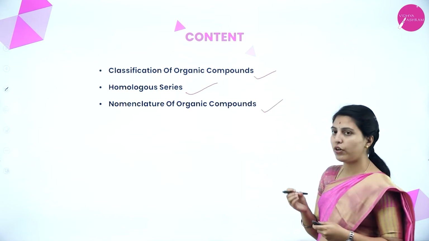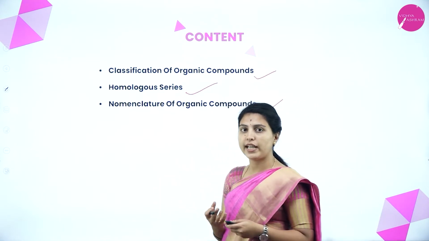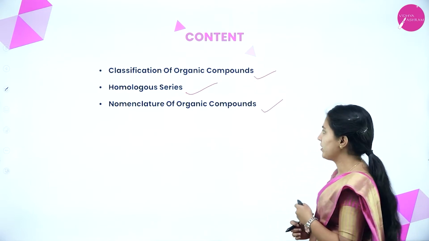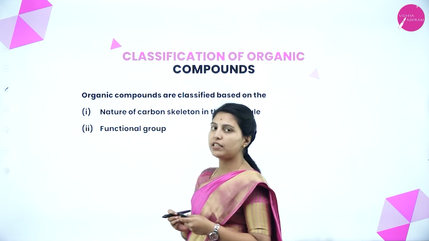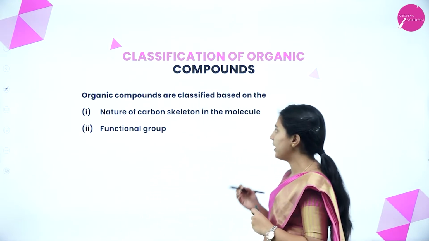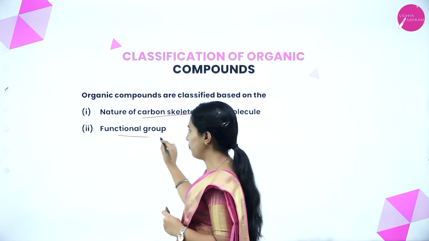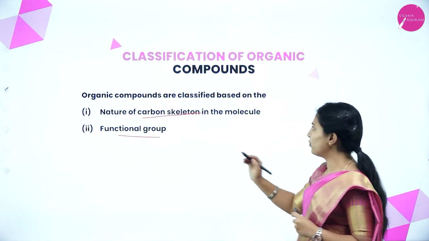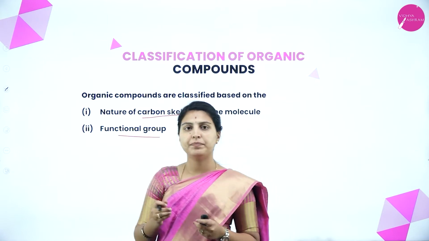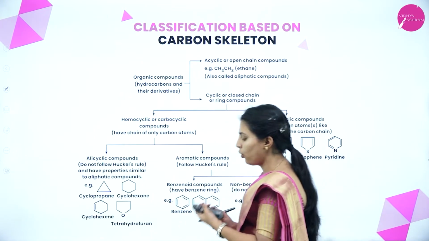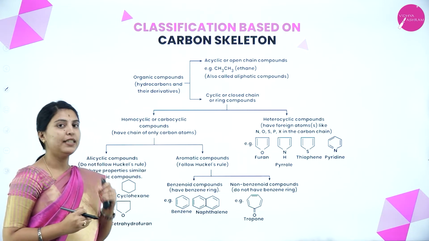Classification of organic compounds is the major basic part to understand the whole of organic chemistry and the structures. We'll see classification of organic compounds. Usually organic compounds are classified based on two concepts, that is nature of carbon skeleton and functional group. Based on these two concepts, the classification has been divided. This is the whole classification of organic compounds based on carbon skeleton.